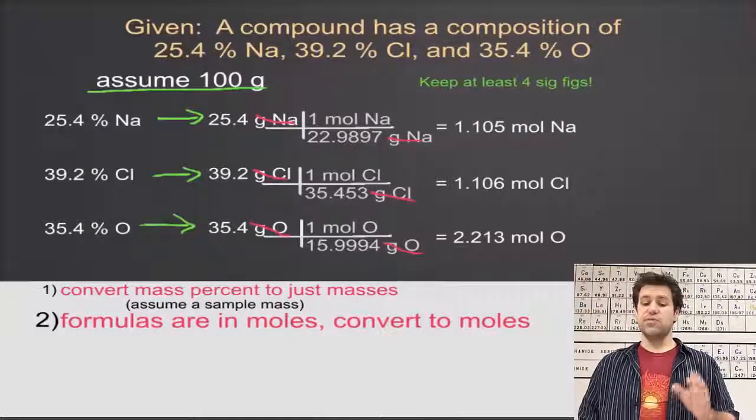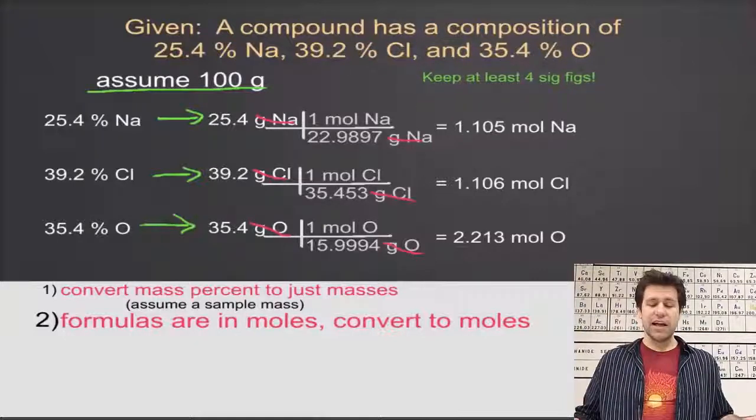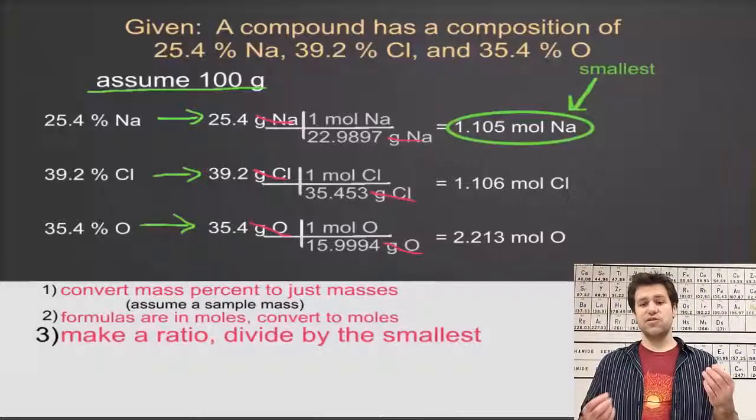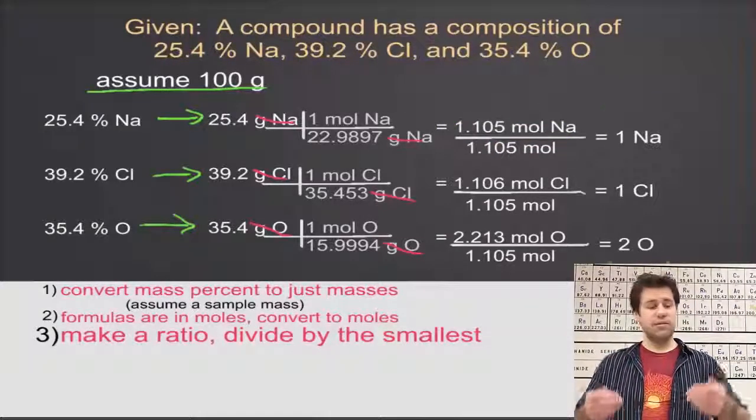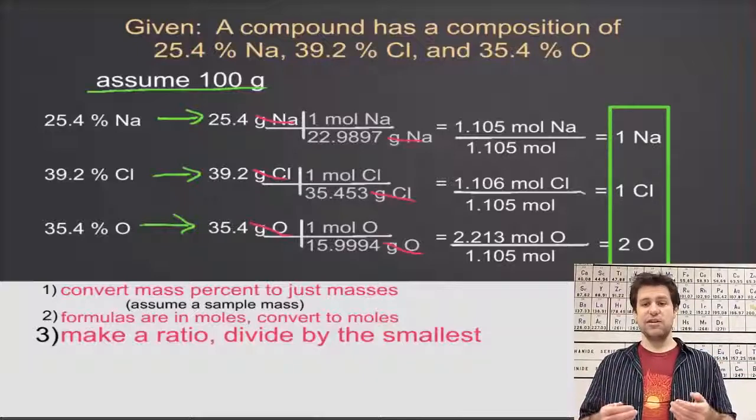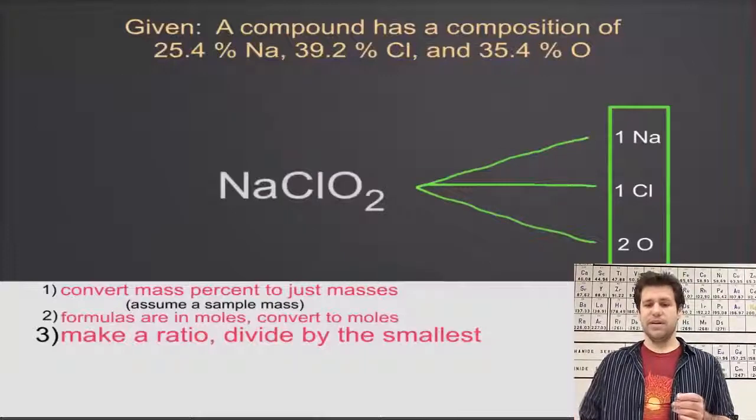The next thing you do, you've got to make a ratio. That's all any formula is. It's a ratio of the elements. So you divide by the smallest. And as long as they come out close to a whole number, that's the amount in your empirical formula of each piece. If they don't, we'll talk about that in a bit.